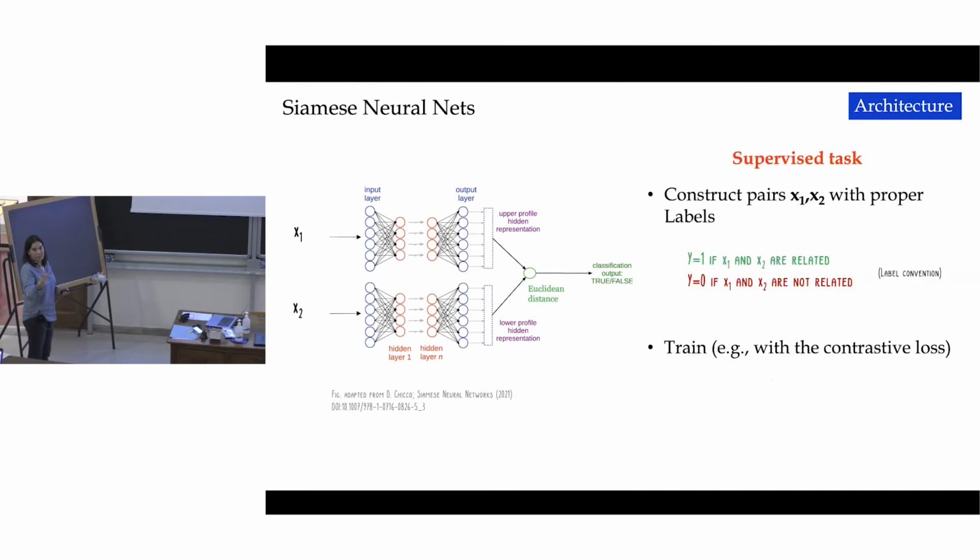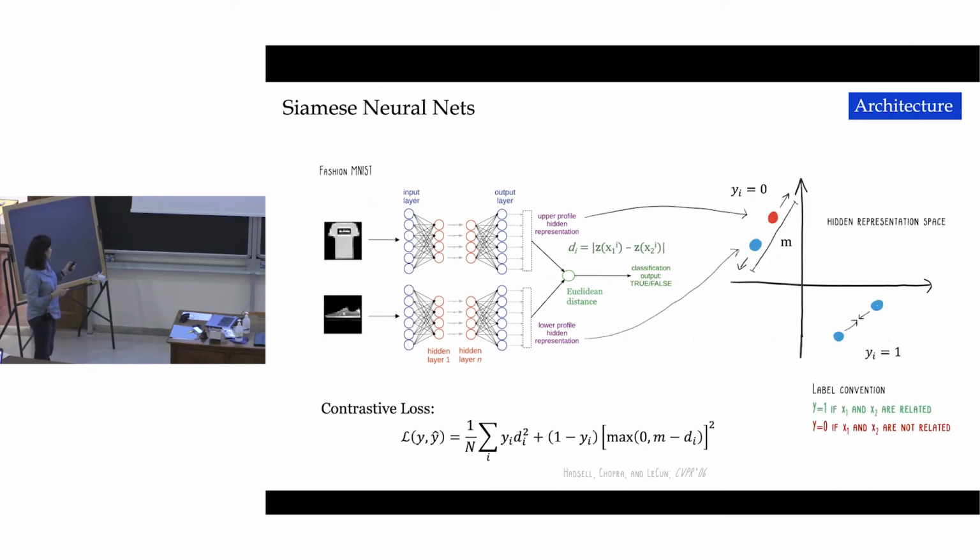And what is the task? Maybe now it would be clear, right? This is a supervised task. I take a data set, I have to construct the pairs, and I'm going to label them, right? Our convention is y equals 1, related, y equals 0, unrelated. And then we can train this with a contrastive loss or cosine loss. There are different types of contrastive losses. I will show you. For instance, we use, in particular, the contrastive loss.